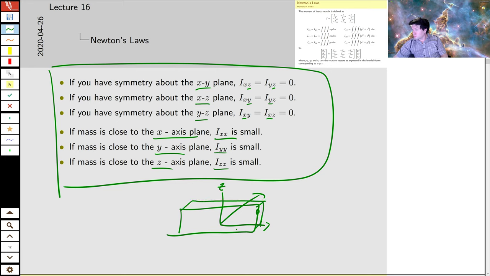Let's say it's thin like that. Iy is going to be small because it never gets very far in the y direction. Ix is small because you never get very far from the x-axis, so you can only go there and there. You do get far from the y-axis in this direction, so Iy is moderate. And z, how far do you get from the z-axis? Well, you get fairly far in that direction. Don't get very far in that direction. So again, Iz is moderate. So how far you get from the principal axis determines how large that principal component is going to be.